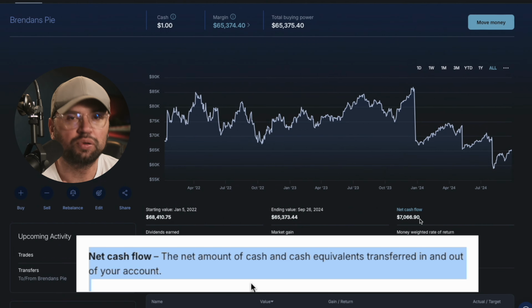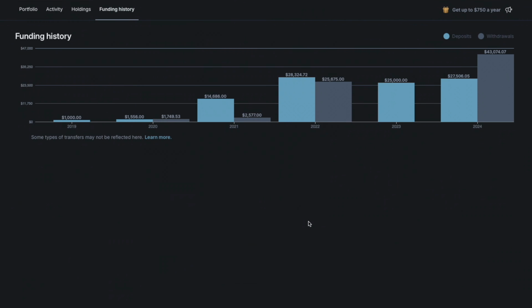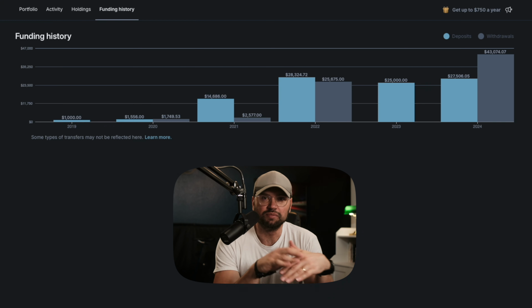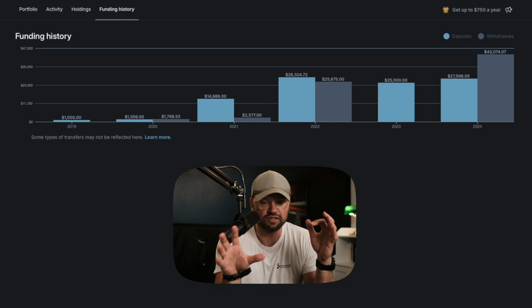So if you've pulled out more money than you put in, your net cash flow would be negative. If you've put in more cash than you've withdrawn, it would be a positive amount. But I feel like saying that with words isn't as clear as seeing a picture. So if you want to see that in a more graphical, pictorial way, click over into your funding history section, where they show you, okay, those light blue bars are the deposits you put in, the money you've sent in, versus the withdrawals are those light gray bars. That's the money you've taken out.